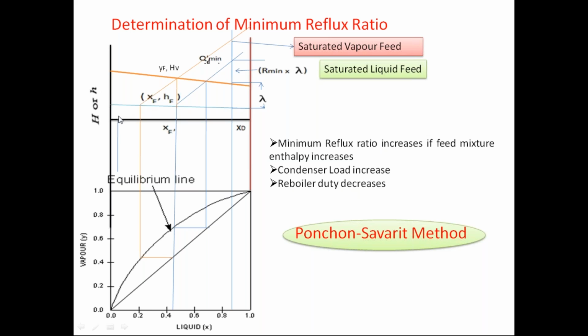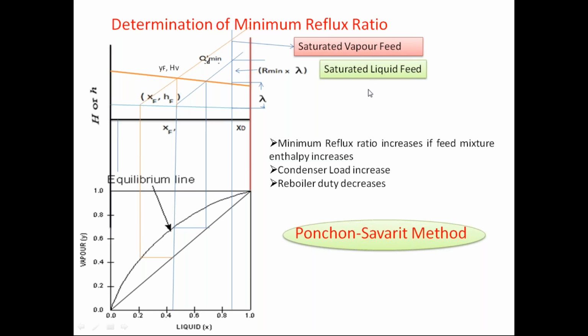In certain cases, you can see that if the saturated vapor is used, then you don't require the reboiler at the bottom, because it already has sufficient heat. So that decision also you can take. Okay, so you should see the XD values and XF values as well as XW. You can find out the minimum reflux ratio for the two cases.